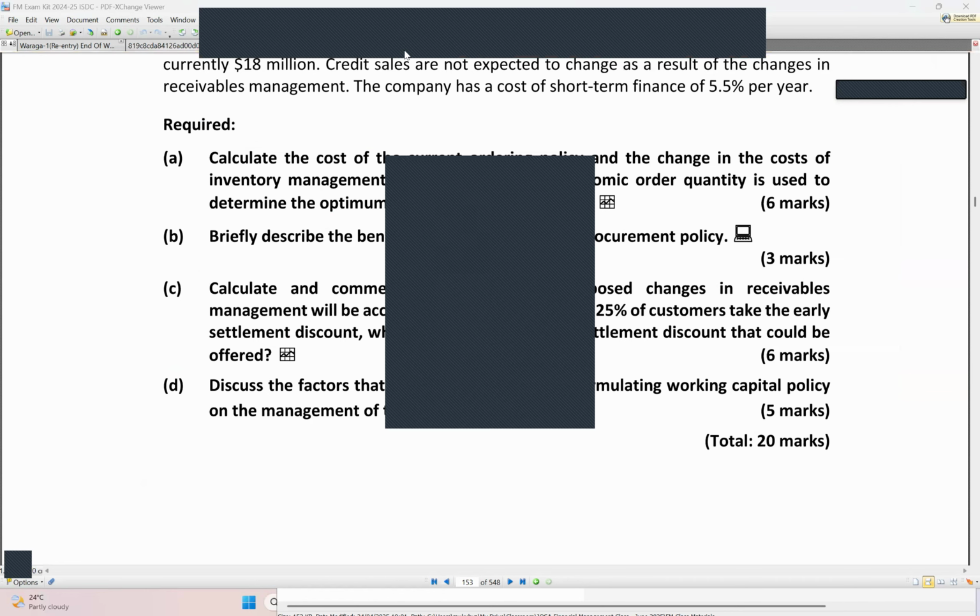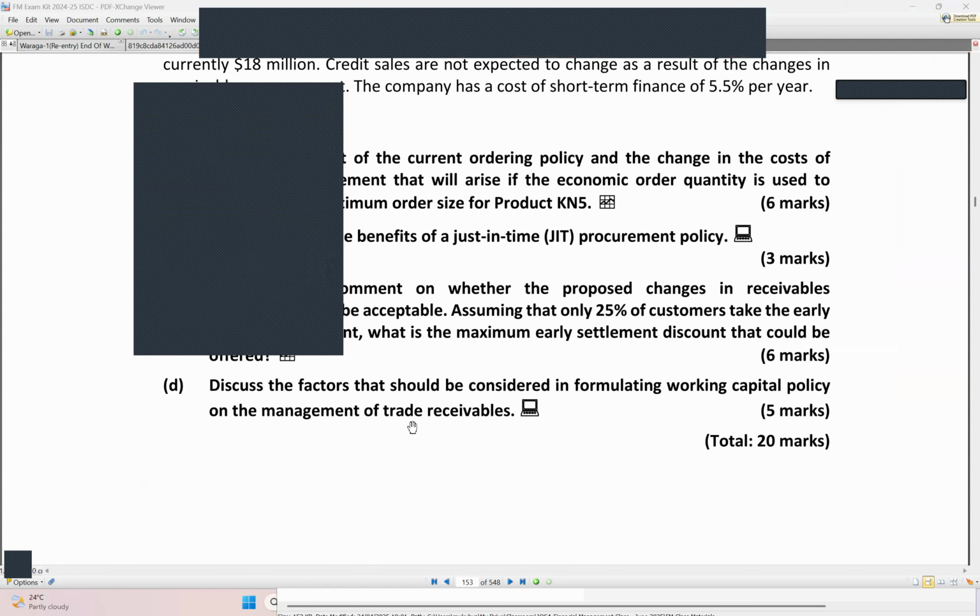I don't. Working capital policy. You're asking whether working capital policy is an answer. But this question was about working capital policy. Oh, okay. So, yeah. Okay.